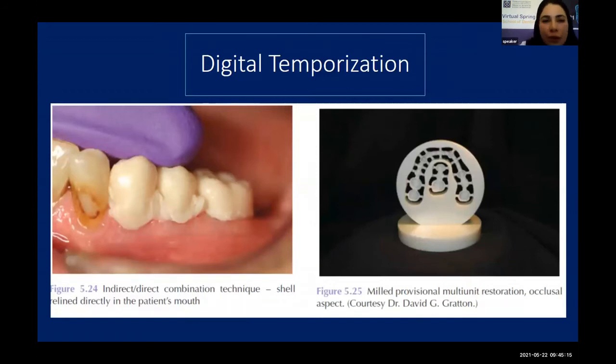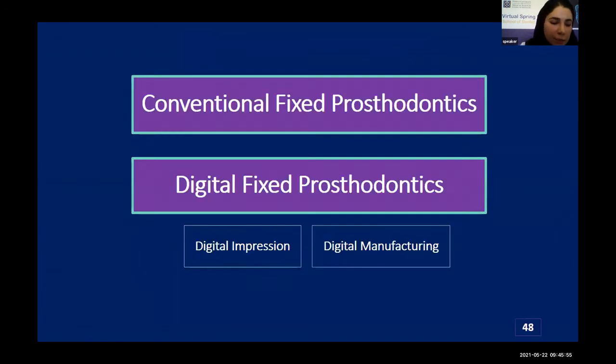It's very important to notice that both subtractive manufacturing technology and additive manufacturing technologies can be used in final restoration fabrication and also provisional restoration fabrication. This is an example of milled provisional restorations. And on the other hand, additive techniques may be used in this clinical visit.